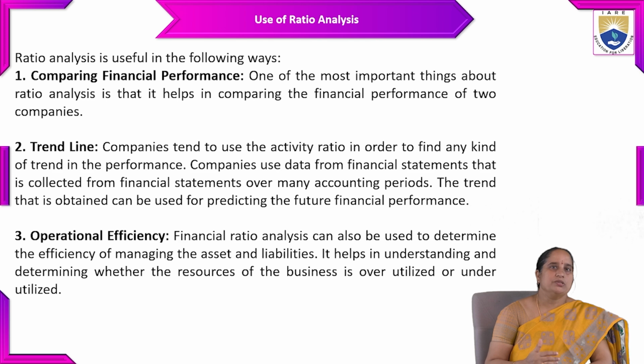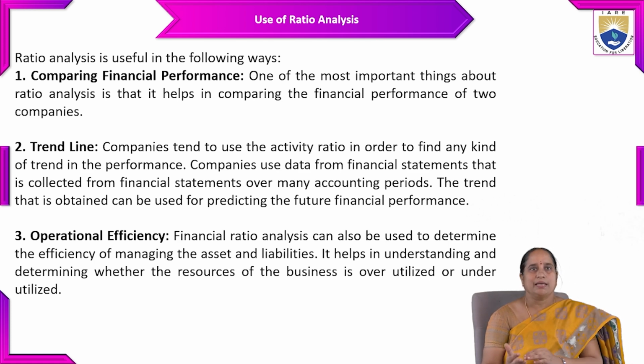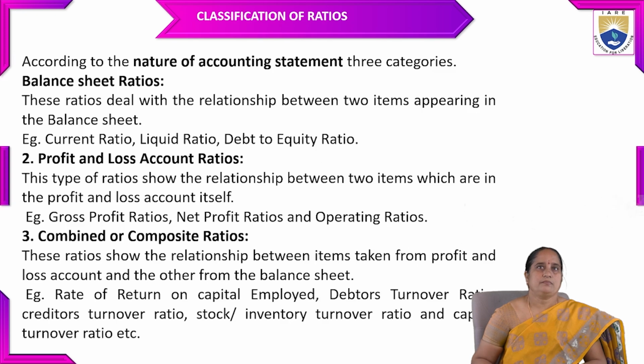And third one, operational efficiency. Financial ratio analysis can also be used to determine the efficiency of managing assets and liabilities. It helps in understanding and determining whether the resources of the business are overutilized or underutilized. So with the help of the total assets and liabilities, we can analyze the resources of the business, whether they are underutilized or overutilized.